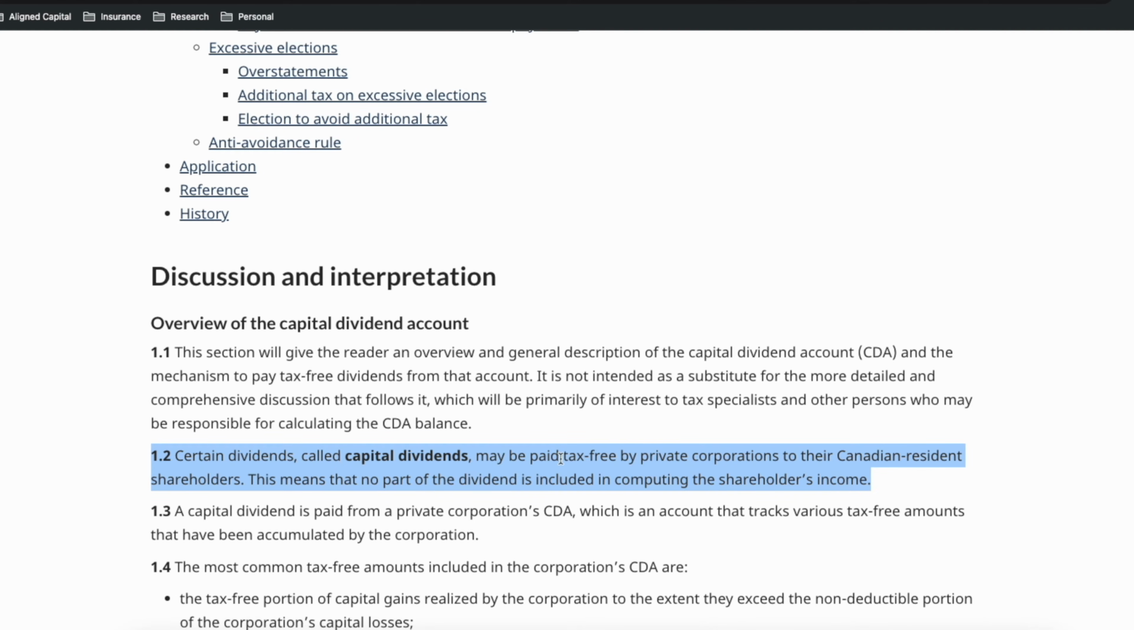There's two questions you might be asking yourself. One, do I have a capital dividend account balance? Because your corporation actually builds up capital dividends inside your corporation, and you have to make a special election to actually pay them out to you. And the next question, if you don't have any of these capital dividends, how do I generate them?